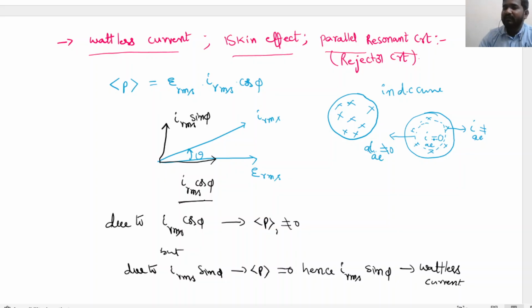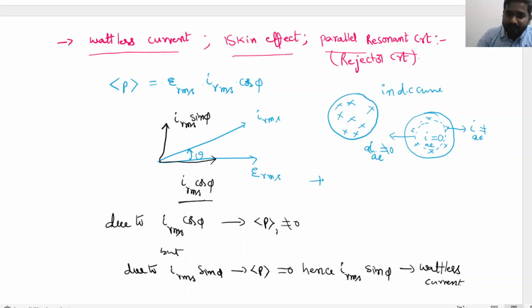Alternating current does not travel uniformly in the conductor. The alternating current travels only up to a certain depth into a given conductor. Such an effect you can take as the skin effect, and that distance you can take as the skin depth.